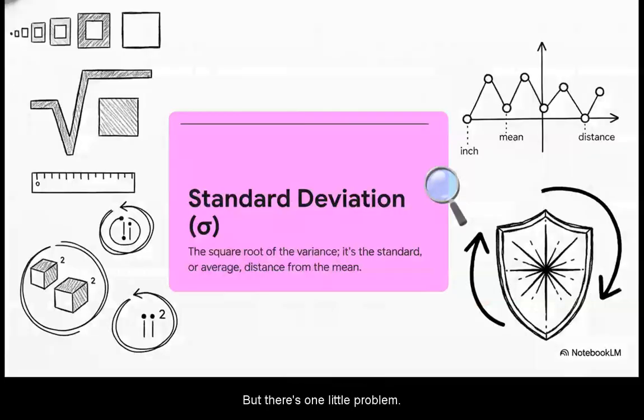But there's one little problem. Because we squared the distances, our units are now all weird, like inches squared, which isn't very easy to wrap your head around. So we do one final step. We just take the square root of the variance, and that gives us the standard deviation, our absolute gold standard measure. It brings the units back to normal, like regular inches or pounds, and gives us a number that represents the standard or typical distance from the mean.